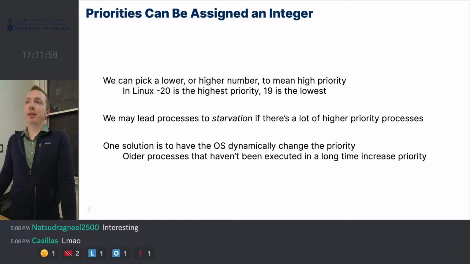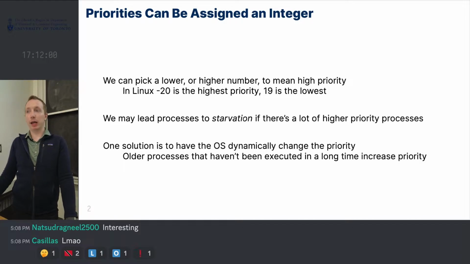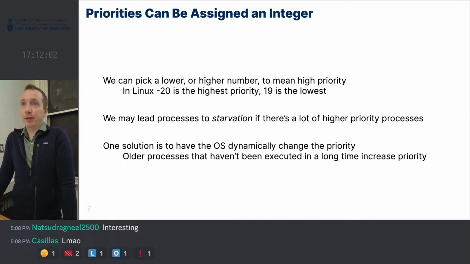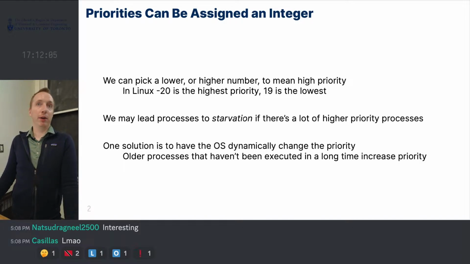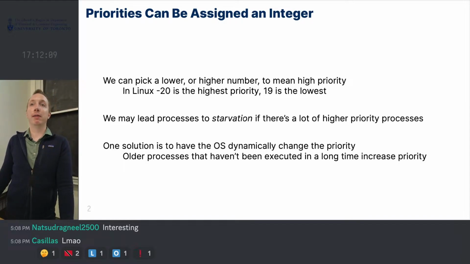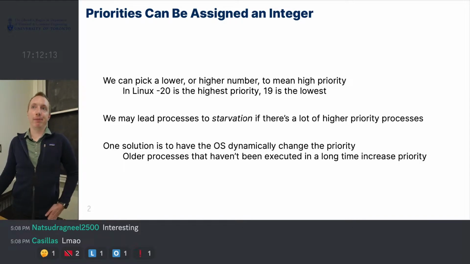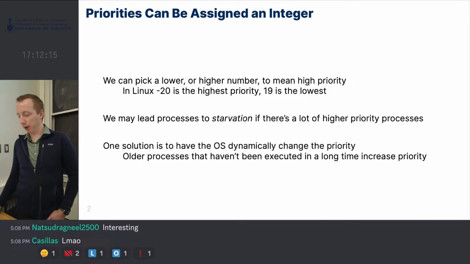But if you just implement a priority system, we go back to our old friend of starvation. Now you don't have any guarantees that starvation won't happen, because there could be a lot of high priority processes, and if there are so many, you might never actually run a low priority process, and that way you would starve it.